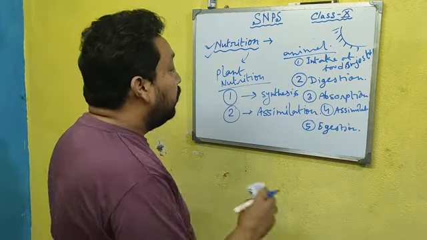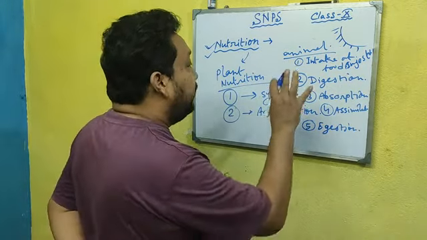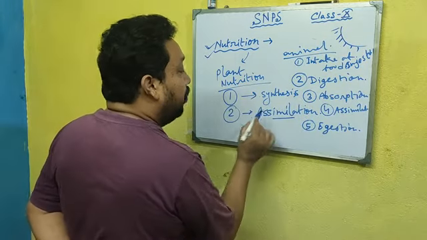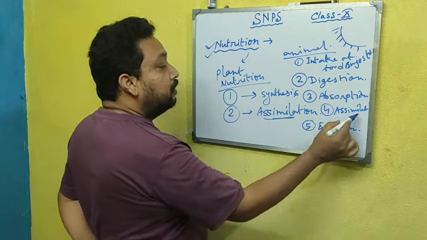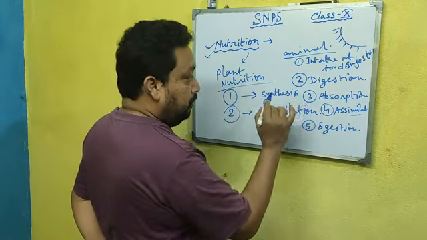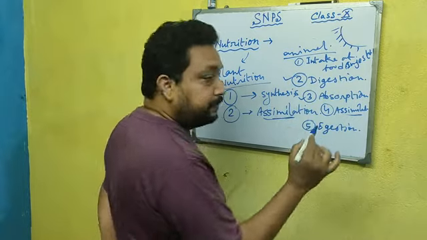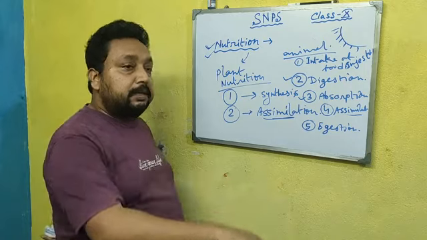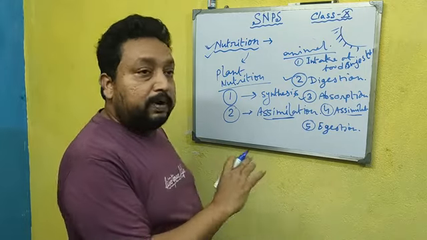So these are the different steps, but the motto is the same: assimilation. Assimilation comes in plants and also in animals. Plants need not have digestion and absorption because the food is made by themselves. That's why it is not required for them.